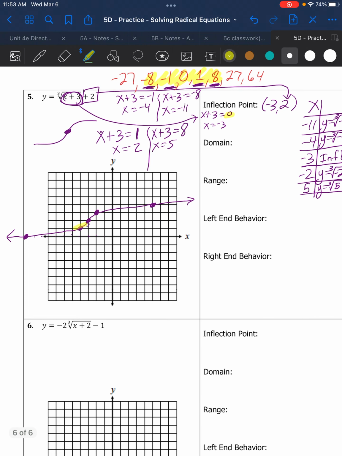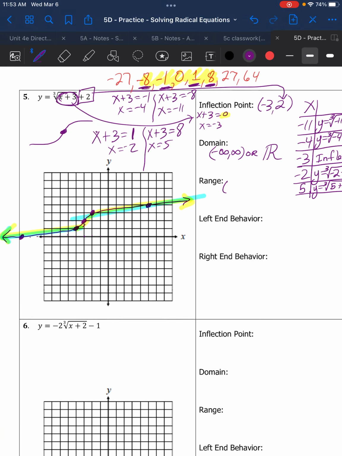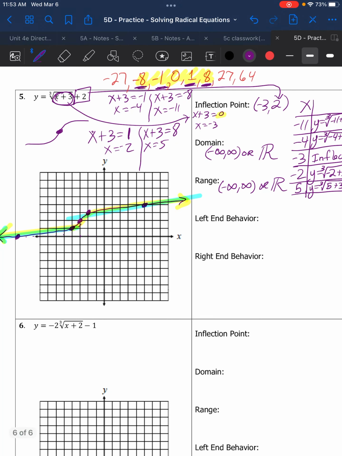Domain. Domain's a little easier here. This is very similar to what we have been doing. Domain is farthest left. It's going to go left forever, and it's going to go right forever. So that's -infinity to infinity. And if you don't want to write that, you could write all real numbers. That's the symbol for it. Range is at the lowest point. The lowest is going to keep going down forever, so that's -infinity. And it's going to slowly climb, go up forever, so positive infinity. Same thing, or you can write all real numbers.